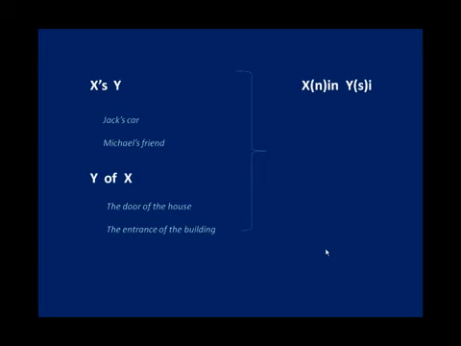So let's see how to say Jack's car. Jack is the possessor, so Jack'in arabası. Michael's friend, Michael is the possessor, so Michael'ın arkadaşı. The door of the house, house is the possessor, so it's going to come first. Evin kapısı. The entrance of the building, building is bina and it's the possessor, so it's going to come first. Binanın girişi.